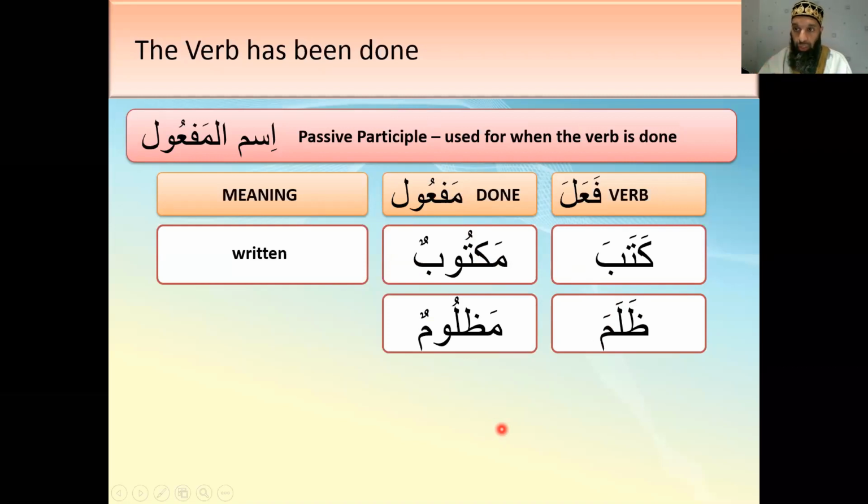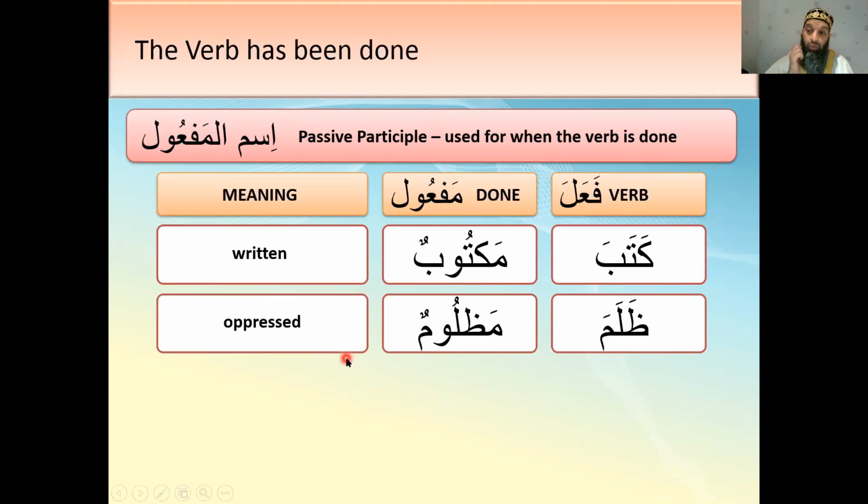Zalama is oppression. Zalimun is oppressor. What's madhlum? Good. So madhlum are the ones who have had the zalama done on them. So the word for that is oppressed. So madhlum means oppressed because they've had that zalama done on them. So it's like maf'ul is when the verb is done. What do you call that thing when the verb is done to a particular thing? What is that thing called? So madhlum means oppressed, because it's the ones who are having the zalama done on them.